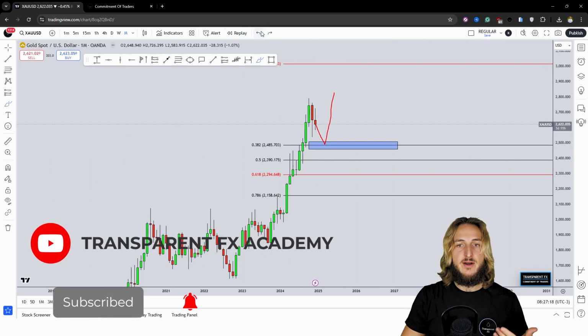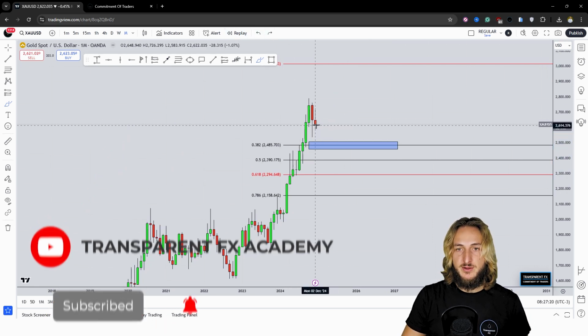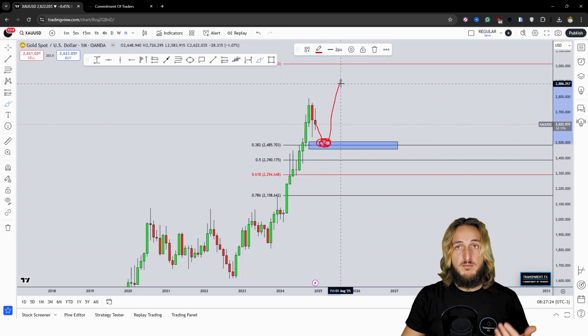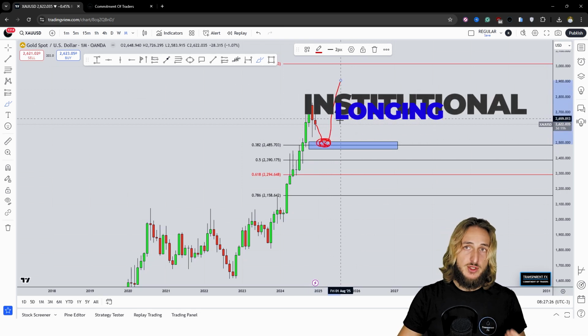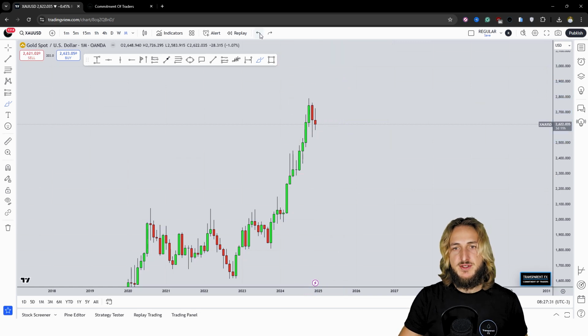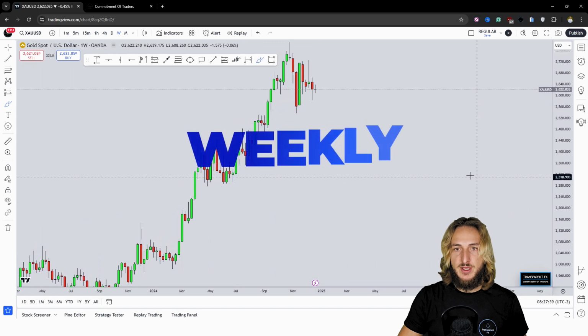So corrections are needed in order for new buyers to enter the market. So in this case, a deeper correction will give the possibility for more institutional longing, which at that point could potentially push the price higher. And we will be speaking about institutional longing in just a few minutes when we move to the commitment of traders analysis. For now, let's keep all of this in mind and drop down on the weekly time frame.